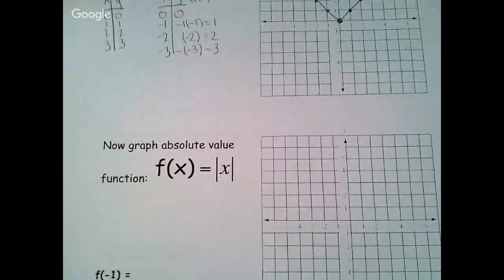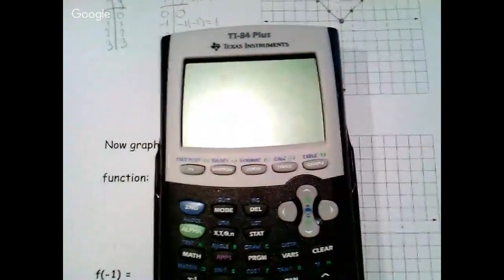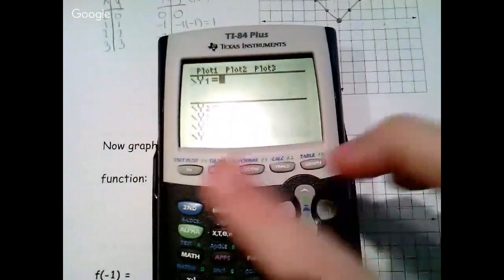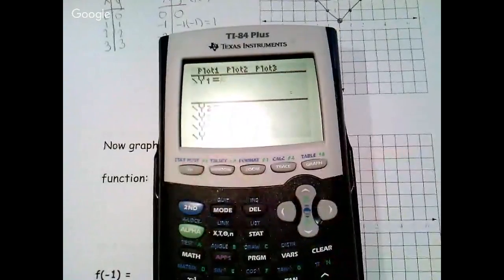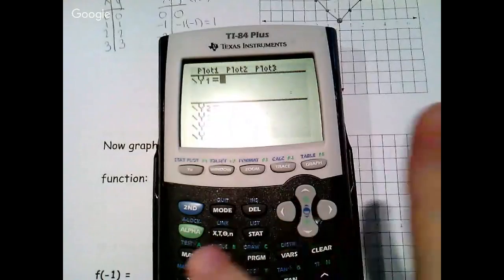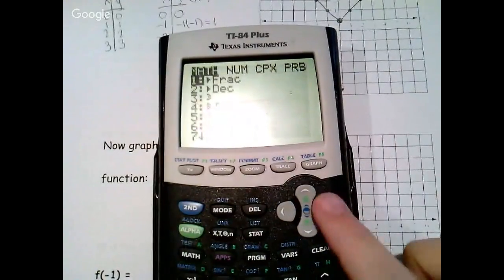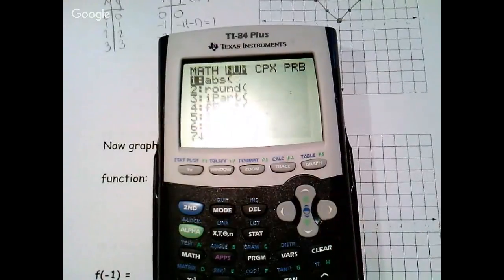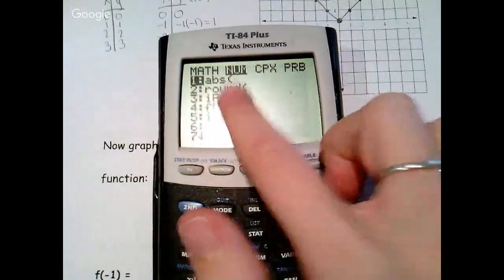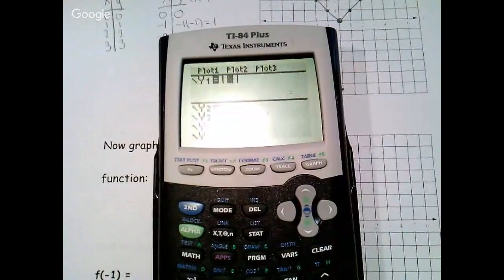So how do we do that? Well, first let's get our calculator out. All right, here, I'm going to open it up. Remember, you're going to hit your y equals to graph. Now, when you do this, you're going to hit math, which is right here below the alpha. So you're going to hit math. And if you go over to number, this abs tells me I'm going to take the absolute value of something. So I'm going to click that.